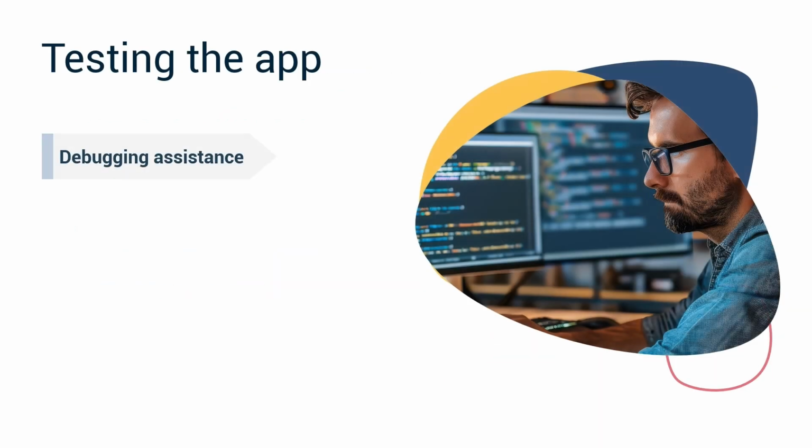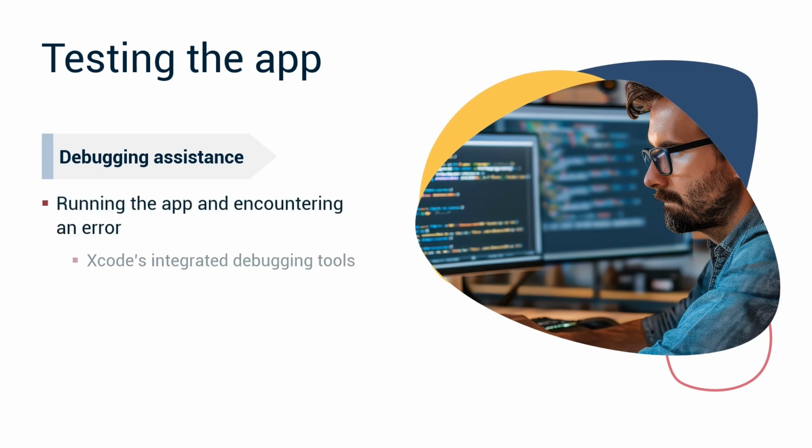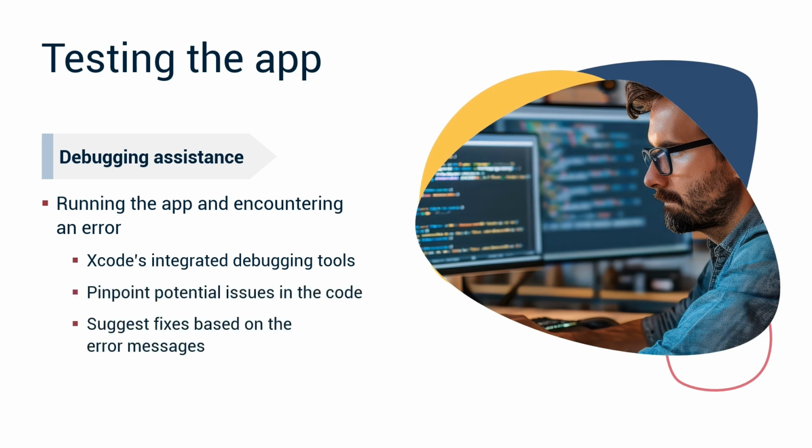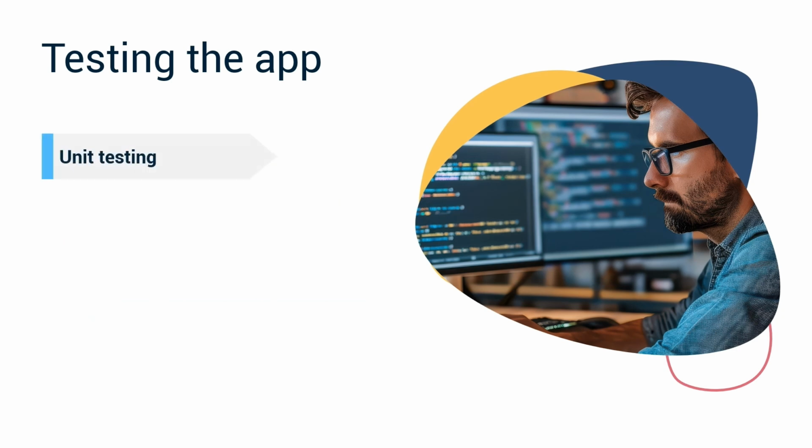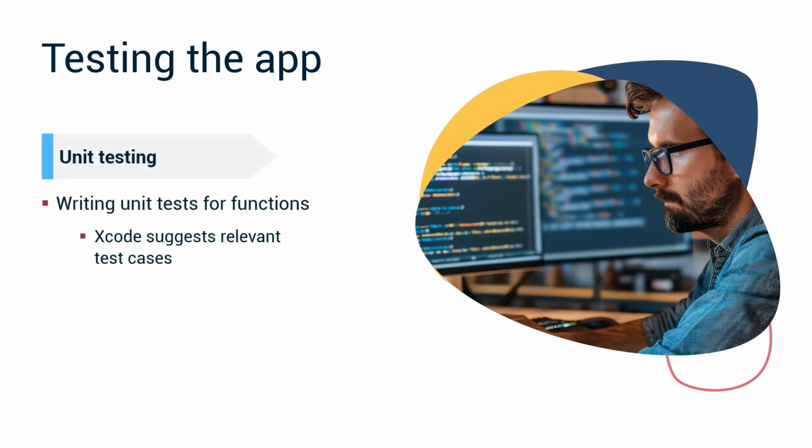Now, once the basic functionality is in place, you test the app. As you run the app and encounter an error, Xcode's integrated debugging tools pinpoint potential issues in the code and suggest fixes based on the error messages. You write unit tests for your functions, and Xcode suggests relevant test cases based on the existing code to ensure all functions are properly tested.